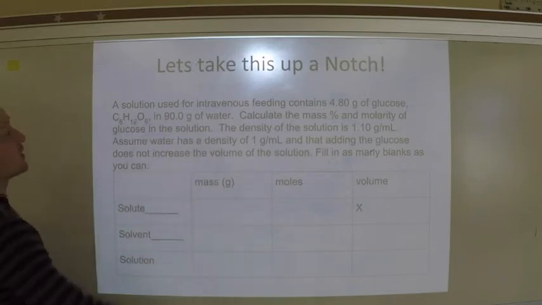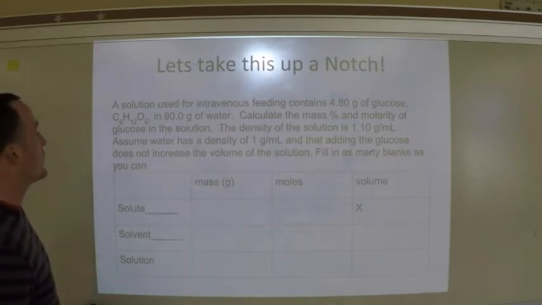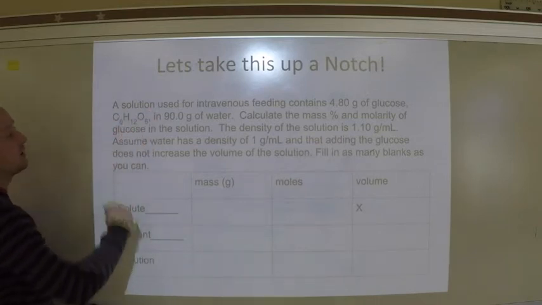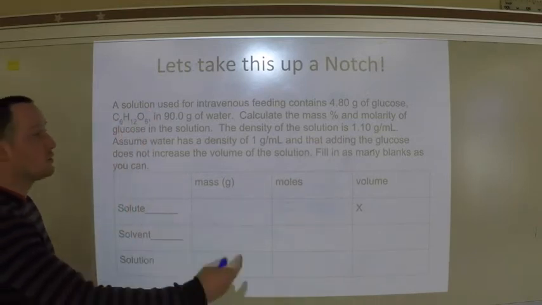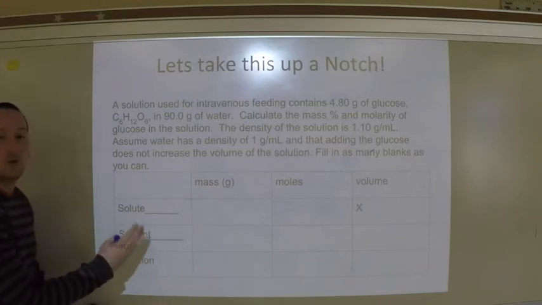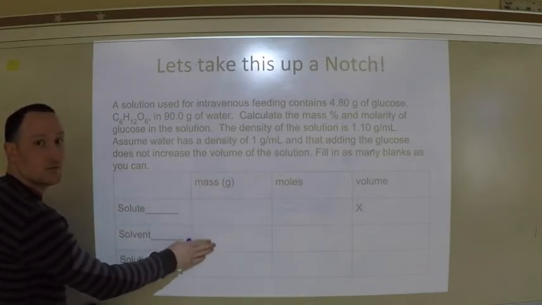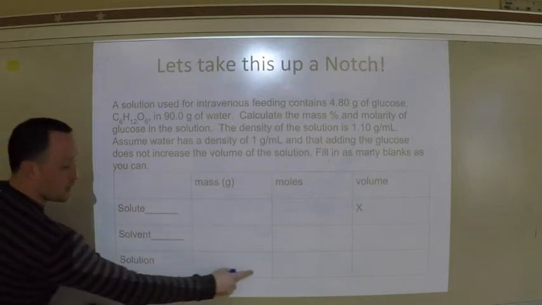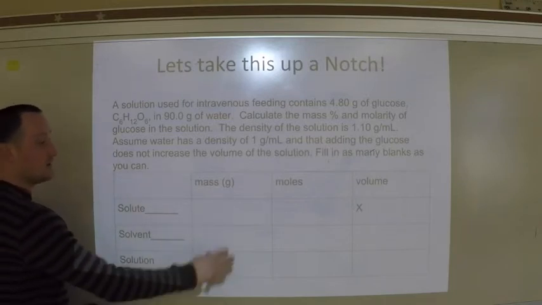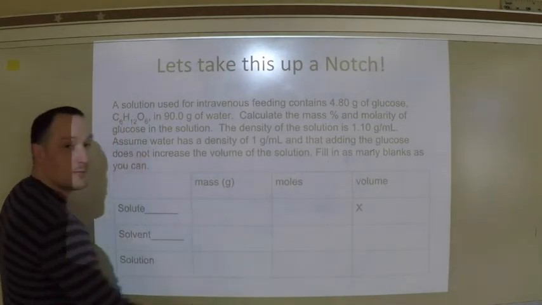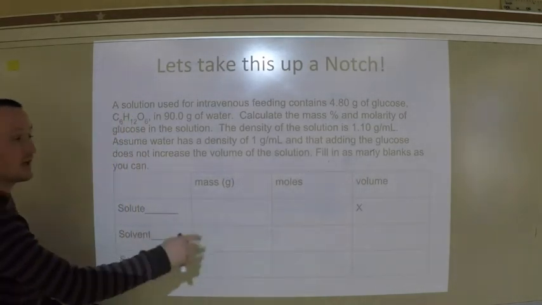It says a solution used for intravenous feeding contains 4.8 grams of glucose, then this is the formula, in 90 grams of water. So you've got glucose, you've got water. Which one's your solute, which one's your solvent? Then fill in the mass of each of those things. Then put in your mass of solution. Then change the masses of each thing to moles.